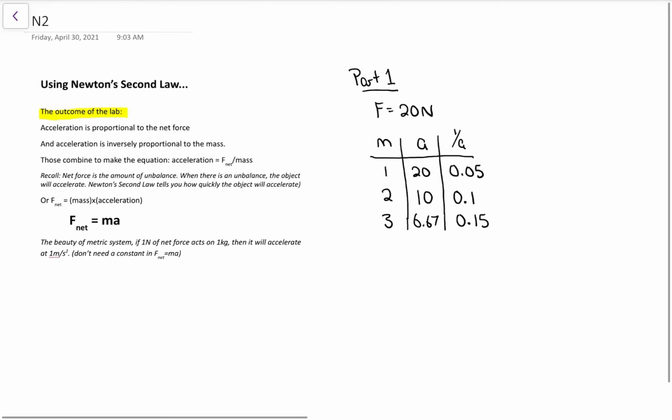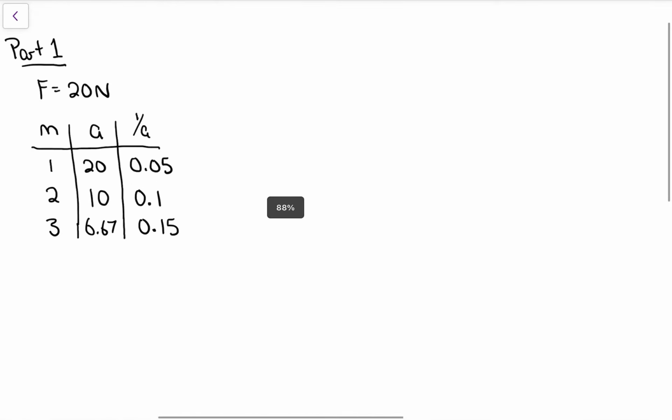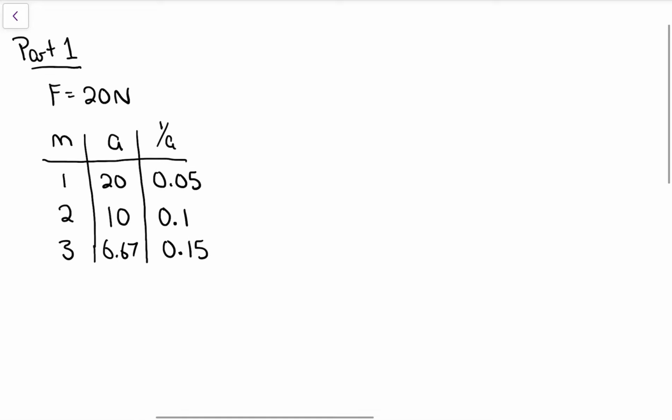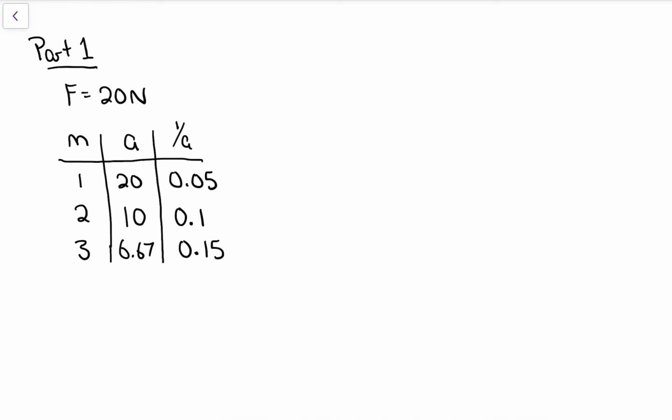Then you were asked to graph it. Specifically, you're asked to graph and put m on the vertical and 1 over a on the horizontal. So these are going to be my m numbers, and these are going to be my 1 over a numbers. Hopefully you did it with Desmos or Google Sheets or something, but I'm just going to roughly draw it on here. My points are in my chart.